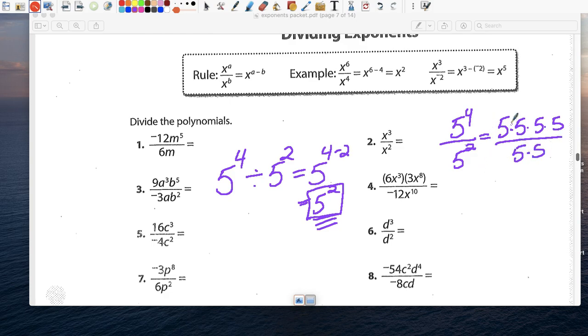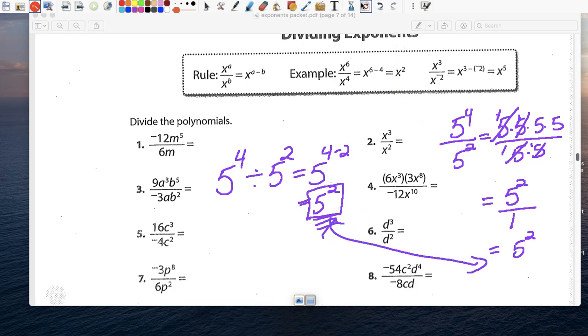Now, I can simplify this 5 with this 5. 5 divided by 5 is 1, so that becomes 1. I can simplify this 5 with this 5, and that becomes, again, 1. So in the numerator, I'm going to have 1 times 1 times 5 times 5, and that's obviously just going to be 5 to the 2nd power. And in my denominator, I'm left with 1. Do I have to write 5 to the 2nd over 1? No, I can just write 5 to the 2nd power, which again is the same answer.